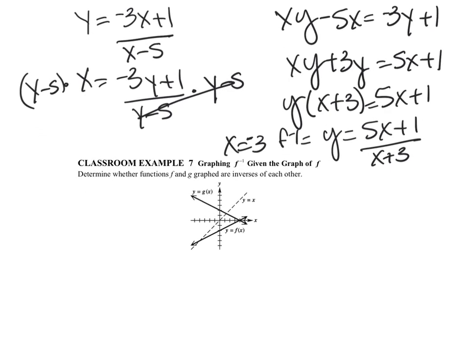So lastly, by looking at graphs, to be an inverse, it has to be a reflection over y equals x, and these are not reflections. So not a reflection, not inverses. Okay, that is all of 4.1.